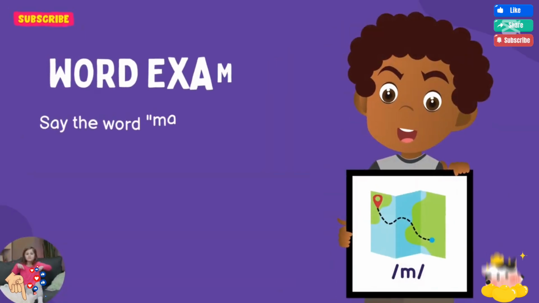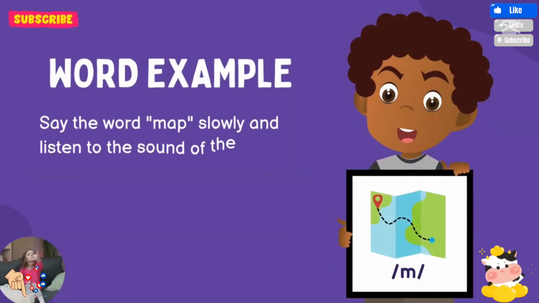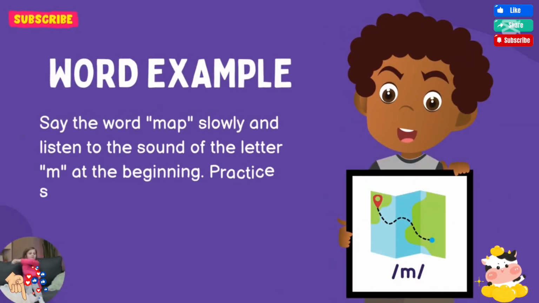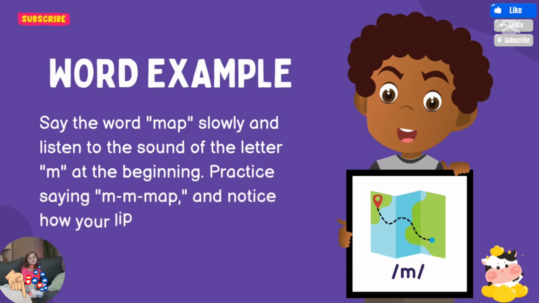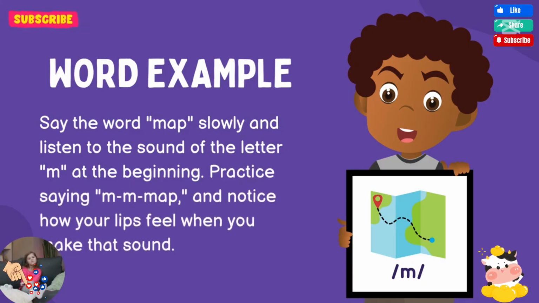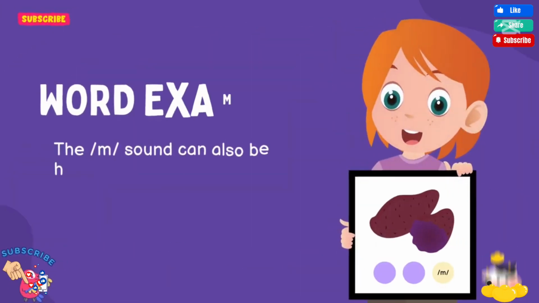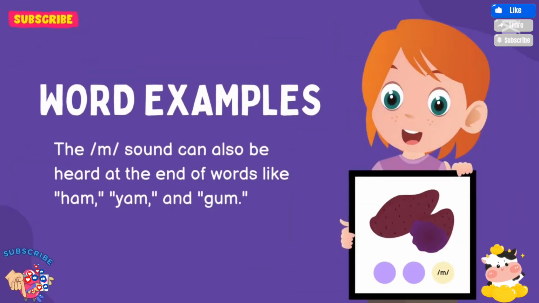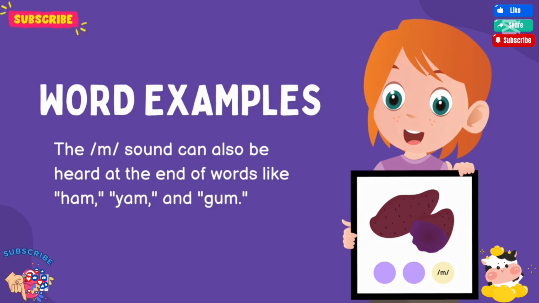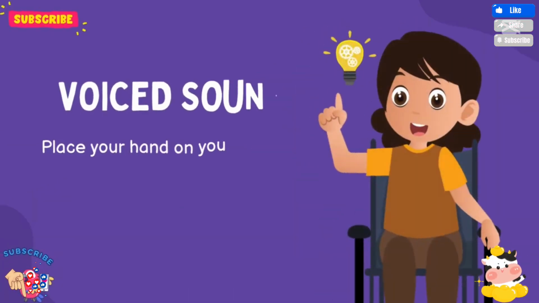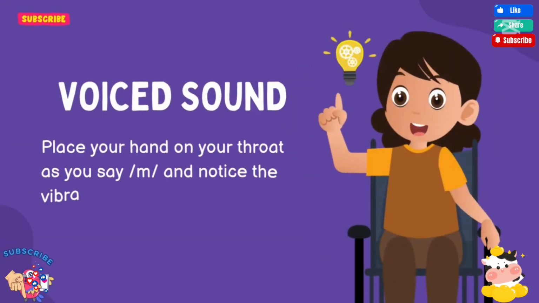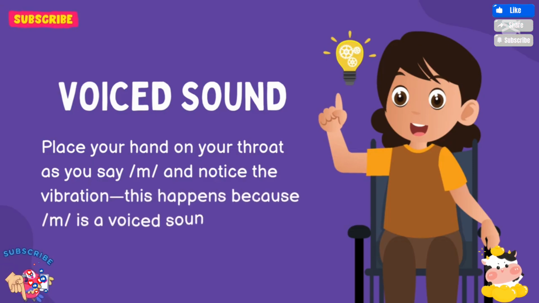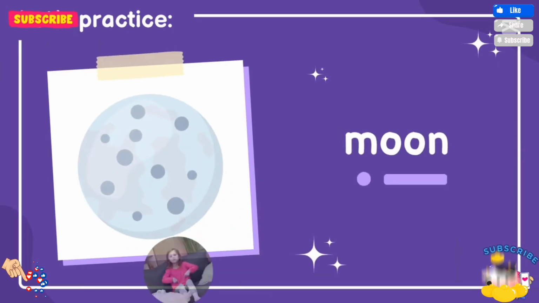Word example. Say the word map slowly and listen to the sound of the letter M at the beginning. Practice saying map and notice how your lips feel when you make that sound. The M sound can also be heard at the end of words like ham, yam, and gum. Voice sound. Place your hand on your throat as you say M and notice the vibration. This happens because M is a voice sound.